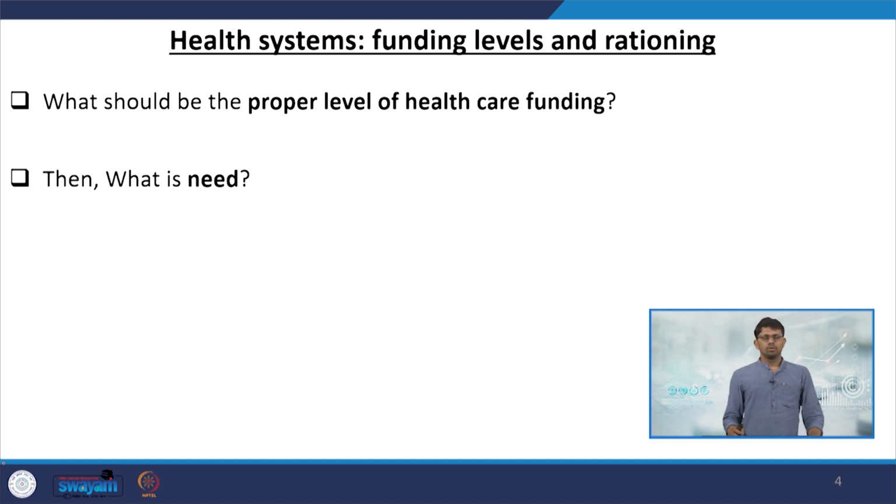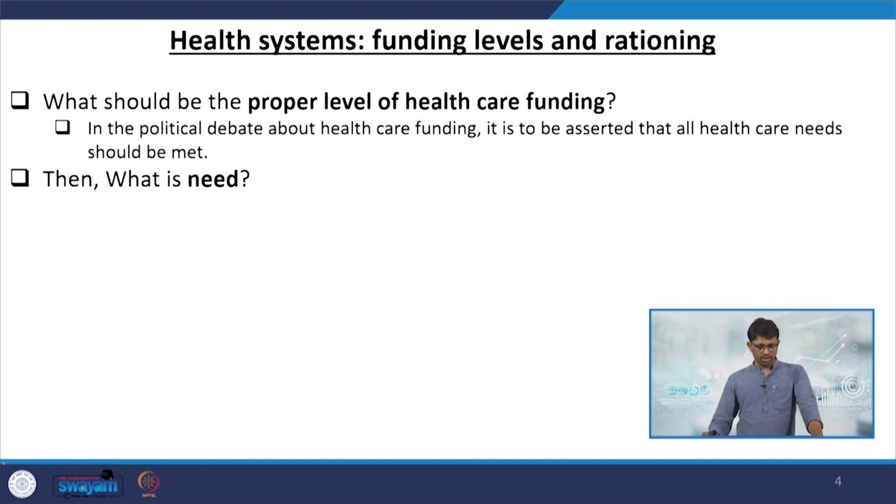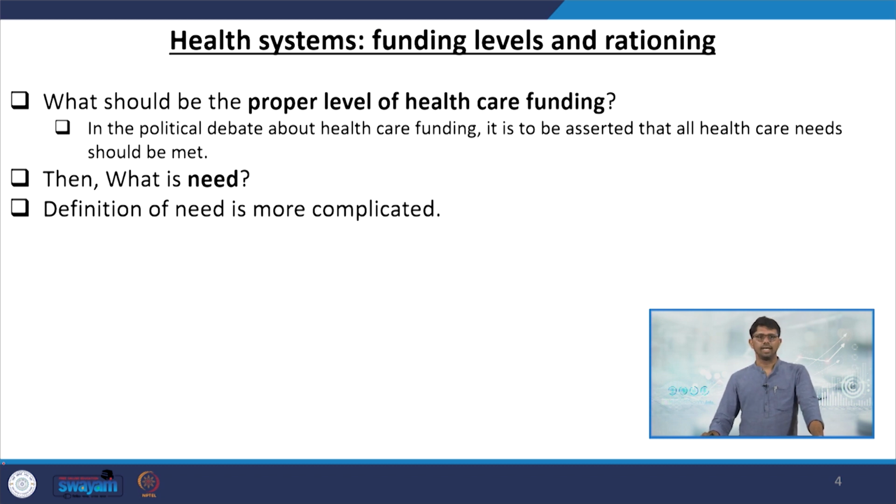Now coming to the part of health systems through funding and rationing. The first question is what should be the proper level of healthcare funding, and what is the need. When we are saying proper level of healthcare funding, we are supposed to debate about healthcare funding. The political debate is most important so far as healthcare funding is concerned. It is to be asserted that all healthcare needs should also be met.